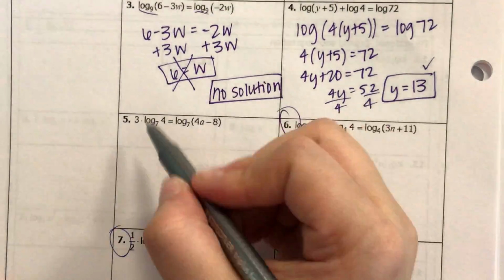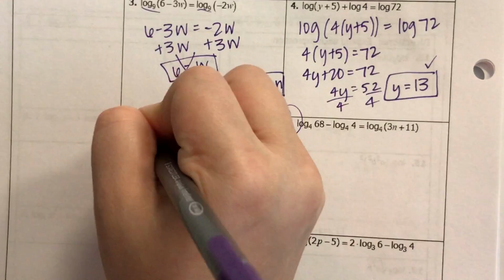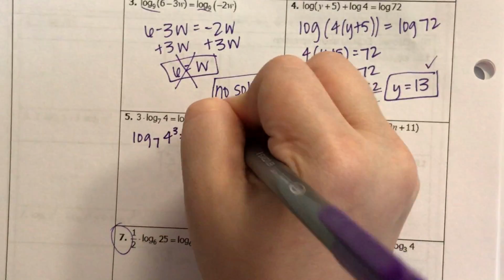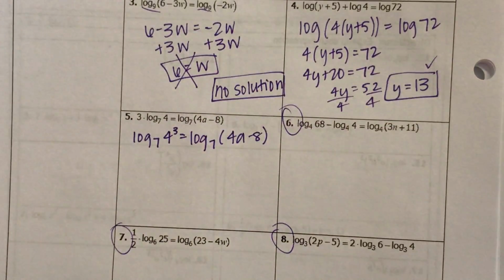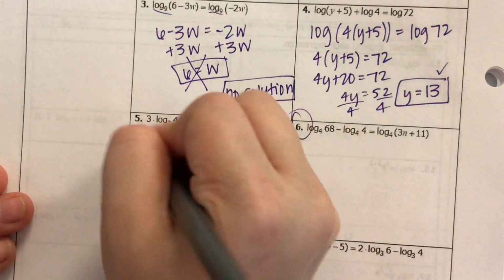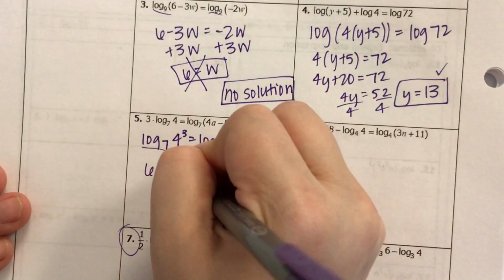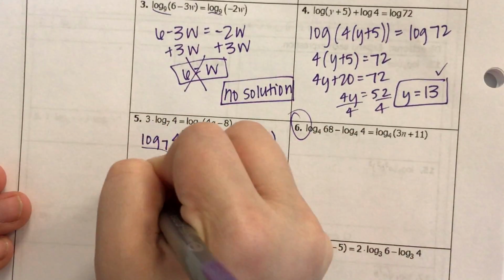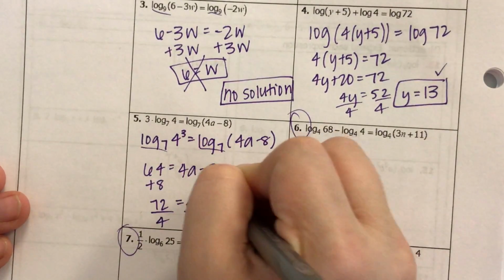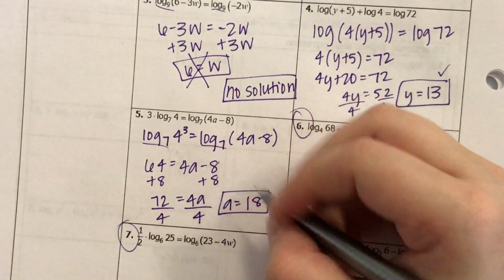Number 5. This one I had to condense a little bit. I had to move this 3 up here, so this is actually log base 7 of 4 to the third power, log base 7 of 4a minus 8. 4 to the third power is 4 times 4 times 4, which is 64, and since these are the same, I'm just going to go 64 equals this. I'm going to add 8. 72 equals 4a. Divide by 4. a equals 18. Let's check. 4 times 18 is way bigger than 8, so that's not going to result in a negative, so we're all good.